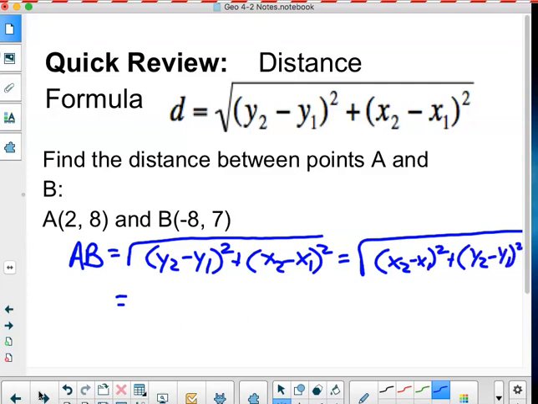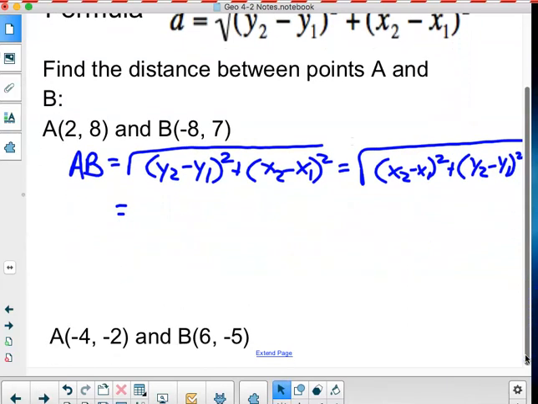Okay. I always have people freak out every year when I flip them around or one thing or another. What's significant about this formula is that I find the difference of the x's, I find the difference of the y's, I square them both, and I add them together and take the square root of that sum. And that's it. That's really it in a nutshell. So let's see how we do with this.